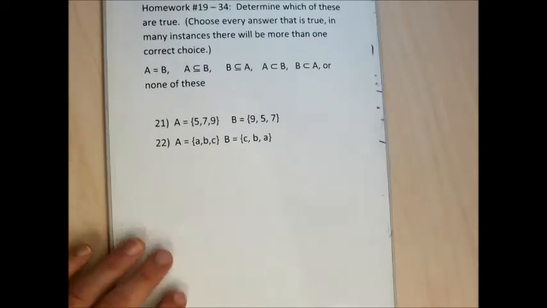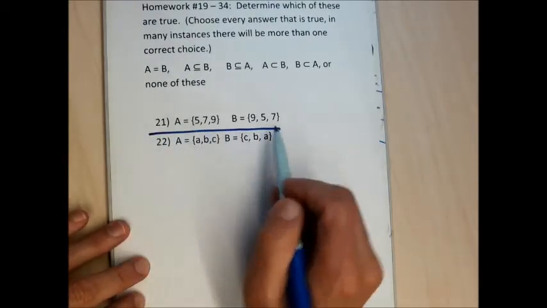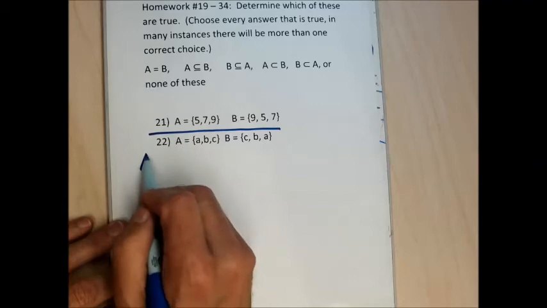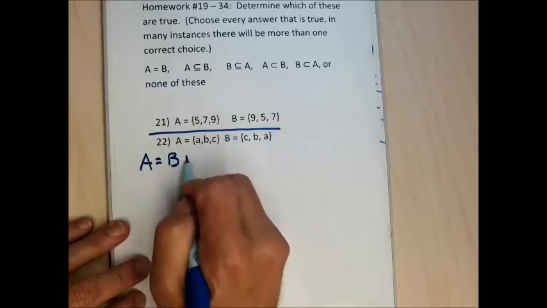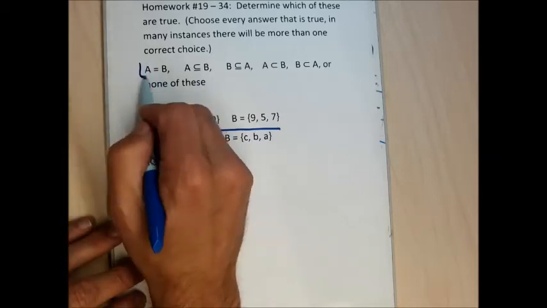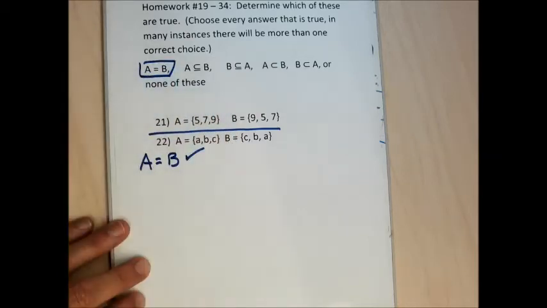So let me look at 22. First choice, is A equal to B? The answer is yes, because they have exactly the same 3 elements. So this is going to be part of my answer to problem 22.